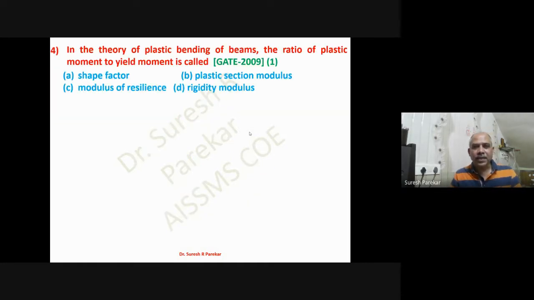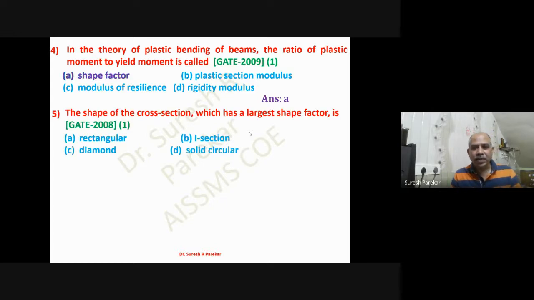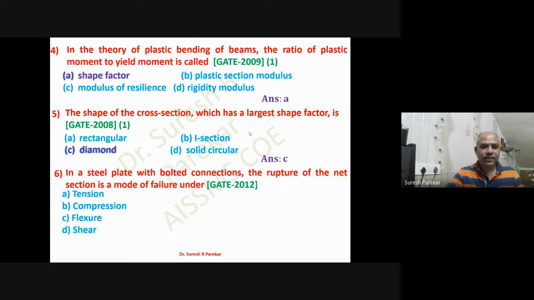In the theory of plastic bending of beams, the ratio of plastic moment to yield moment is the shape factor. Option is A. The shape of the cross section which has the largest shape factor is the diamond. In a steel plate with bolted connection, the rupture of the net section is a mode of failure under tension.